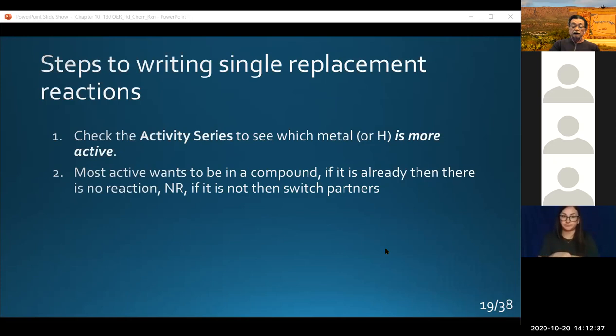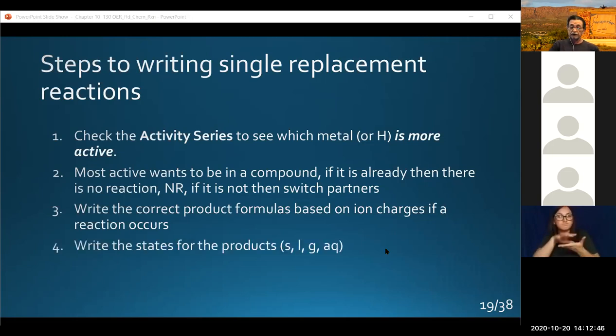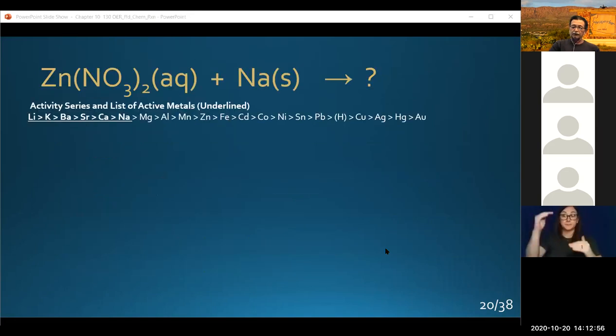If it's not, we just switch the partners. Then of course we make sure we put them together with the correct formula because of the respective charges. Okay. And then, of course, we add the states: solid, liquid, gas, or aqueous. And then we balance it. We never forget to balance. We always balance equations.